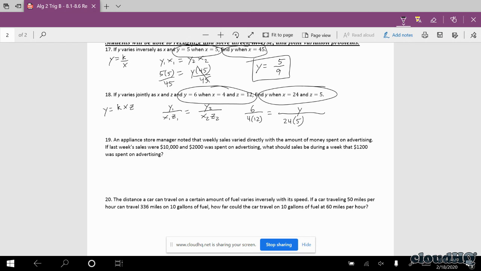So if we clean this up a little bit, first of all, I could simplify that to 1/8 is equal to y over 120, cross multiply, 8y is equal to 120, 15.